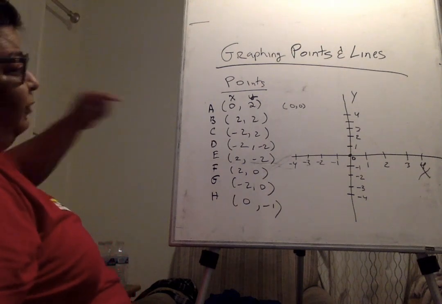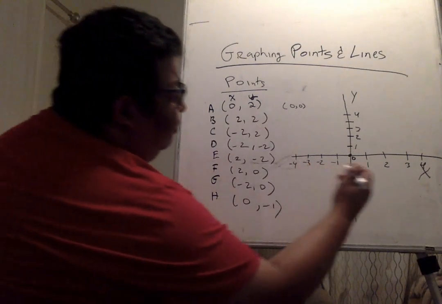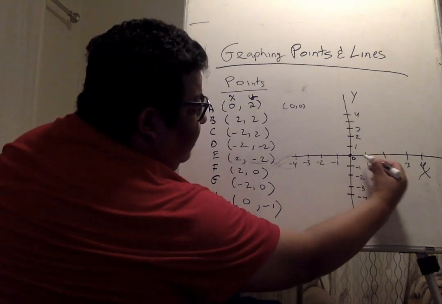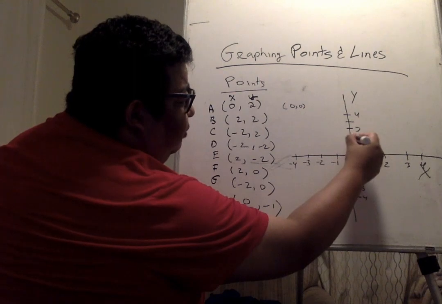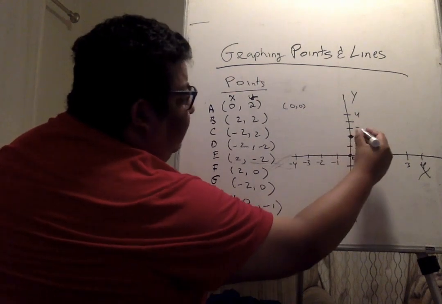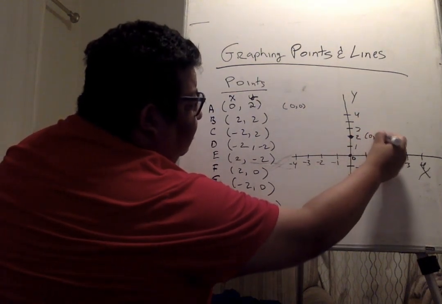So the first point is gonna be 0, 2. So X is 0, the horizontal 0. Then we go up two positions. That will be 0, 2, and we call it A.